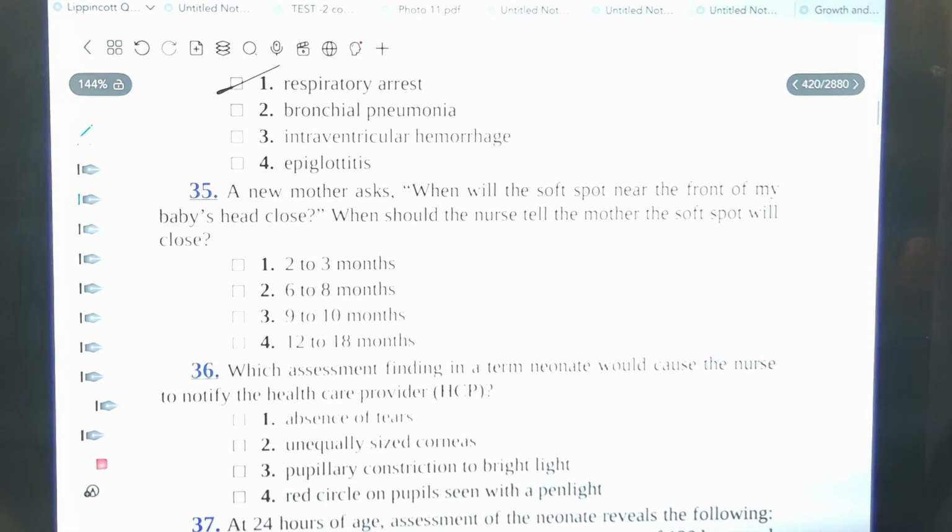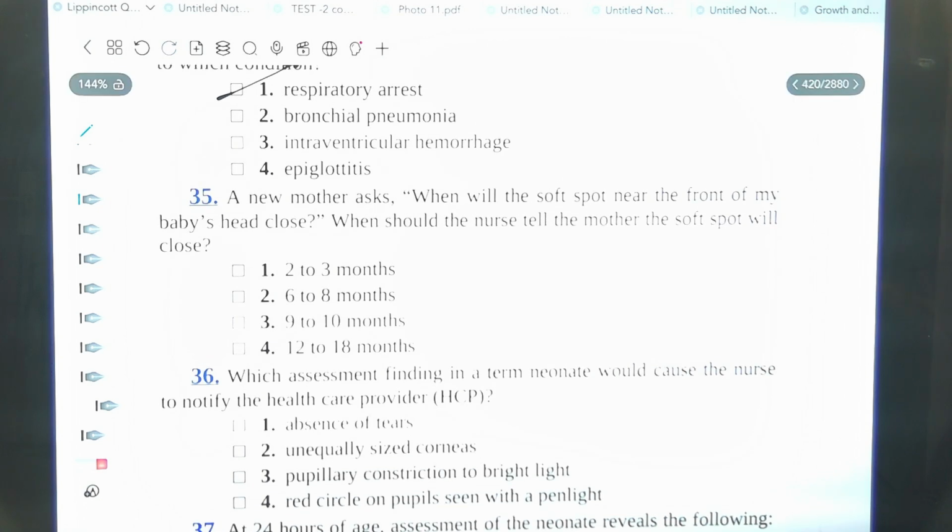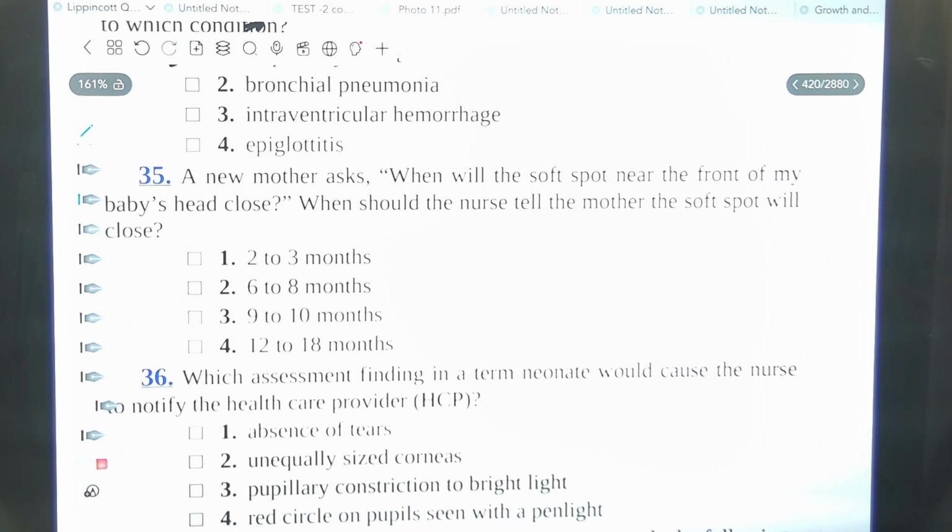Now next question. A new mother asks, when will the soft spot near the front of my baby's head close? What should the nurse tell the mother about when the soft spot will close? Choose the right response. You have 4 options. The anterior fontanelle closes between 12 and 18 months, and if you talk about the posterior fontanelle, that will close between 2 and 3 months. The one at the front of the head is the frontal area. So the right answer will be 12 to 18 months.